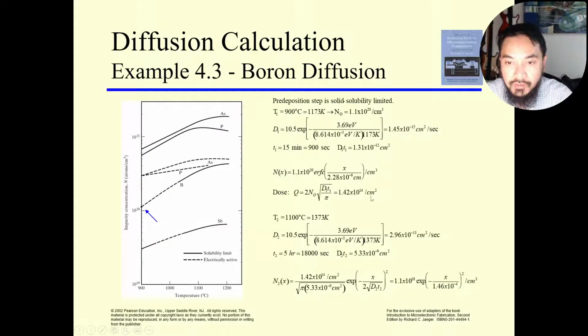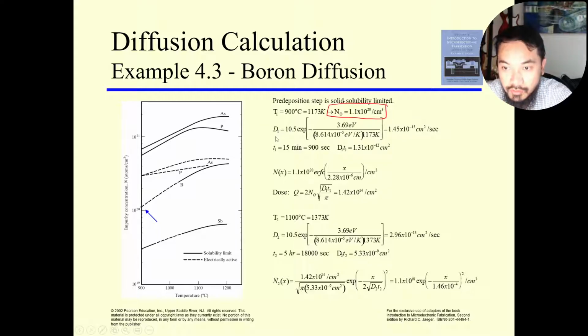So let's do the first one. The first step, the pre-deposition step, is solid solubility limited. So we know that it is boron, 900 degrees. So the solid solubility limit for that is around this region here, which is your N naught. So your N naught is approximately 1.1 times 10 to the 20. So this is your N naught. You get this N naught from the graph.